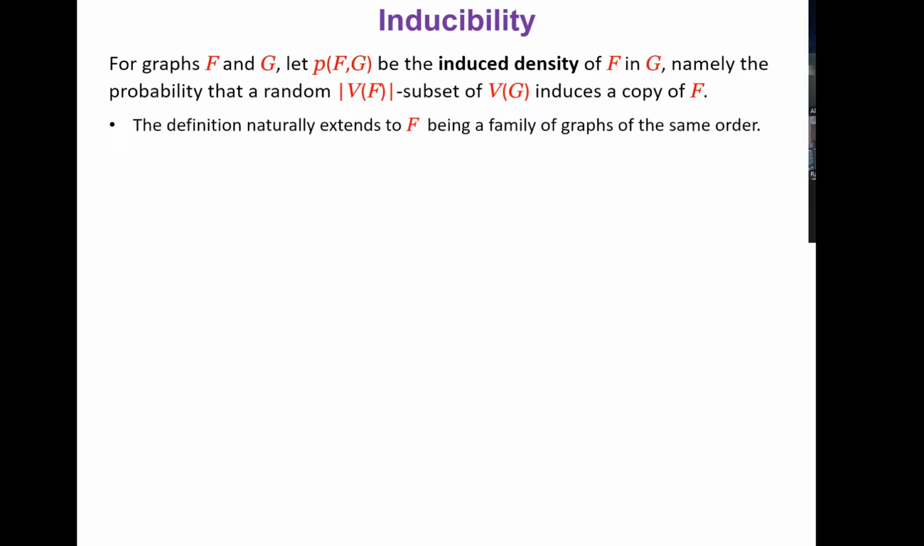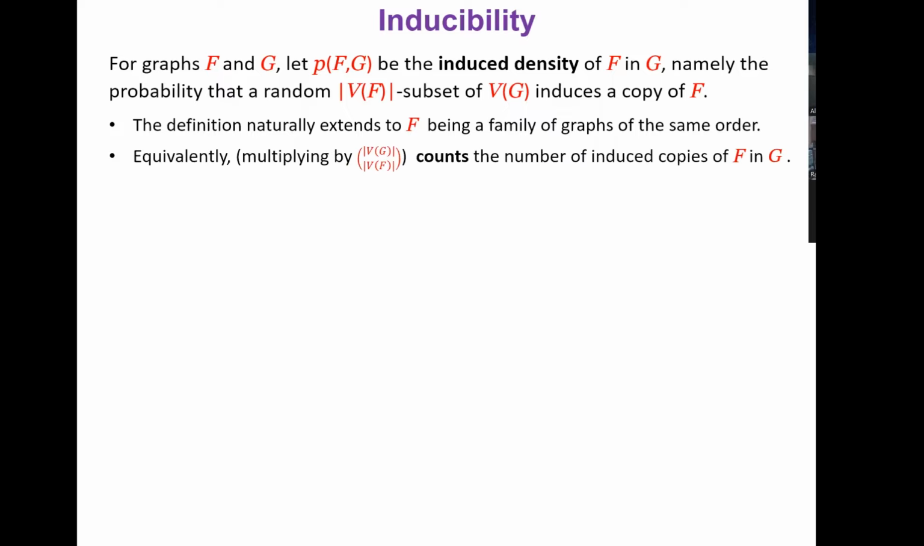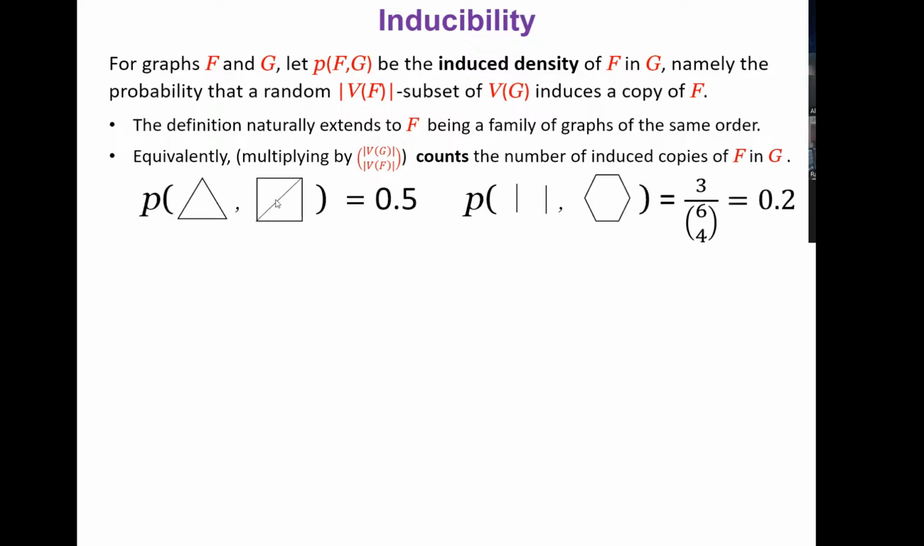And of course, this is a counting question, because if we take the induced density and multiply it by the number of V(F) subsets, we just have the number of induced copies of F in G. So just to make sure we are on the same page, for the induced density of a triangle inside the diamond, there are two triangles and there are four subsets of size 3, so the induced density is 1/2.